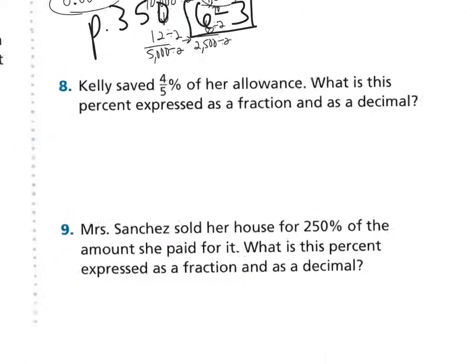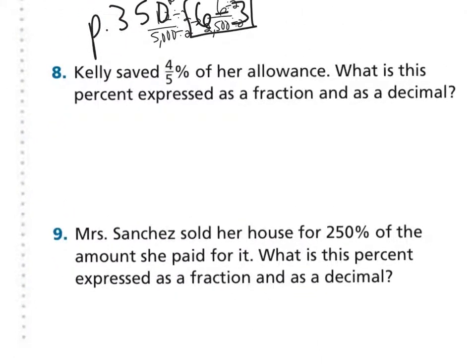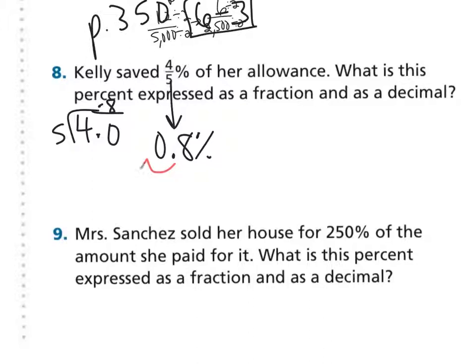So look at number 8. Kelly saved 4/5 of a percent of her allowance. What is this percent expressed as a fraction and as a decimal? So 4/5 of a percent, if you take 4 divided by 5, 5 doesn't go into 4. 5 goes into 40 8 times. So this would be 8/10 of a percent, or 0.8%. So that's going to get us close, where if we move our decimal 2 places, we can get our decimal, which would be 8 thousandths.